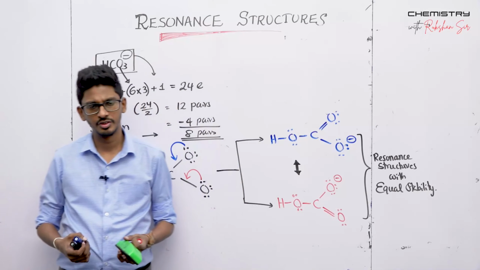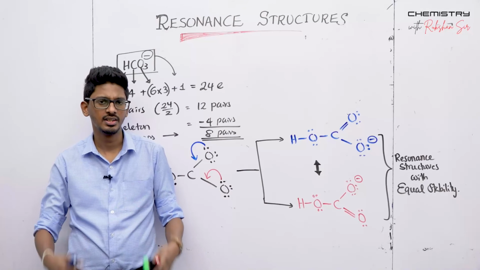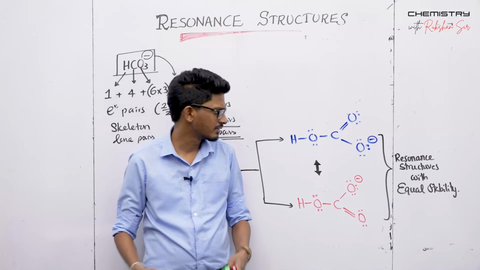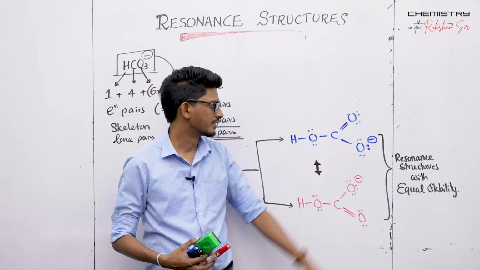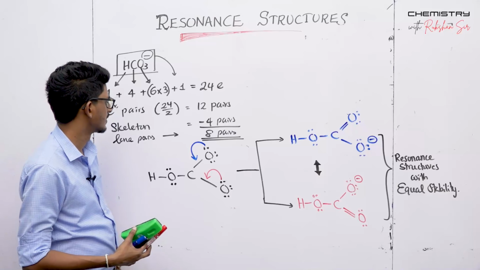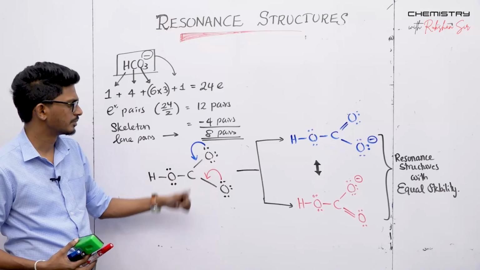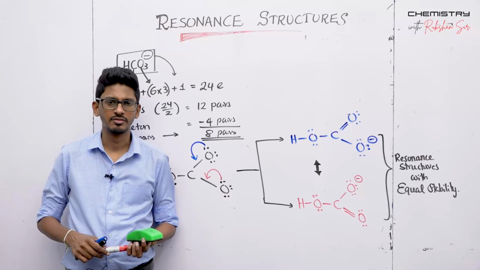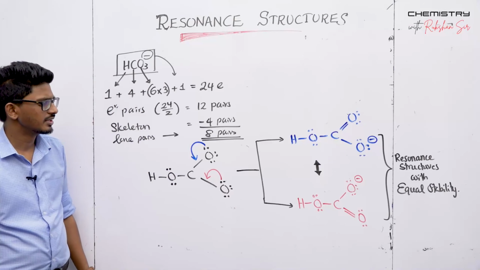Such situations are also there. Sometimes the resonance structures may have equal stability, because such things appear with symmetric skeletons. This skeleton is kind of symmetric, so that is what we expect. That is all about the resonance structures.